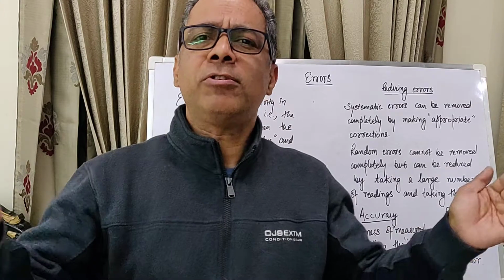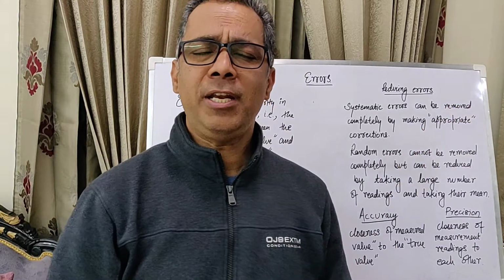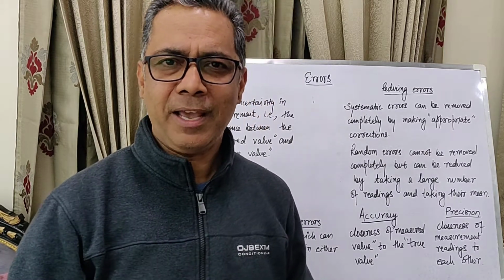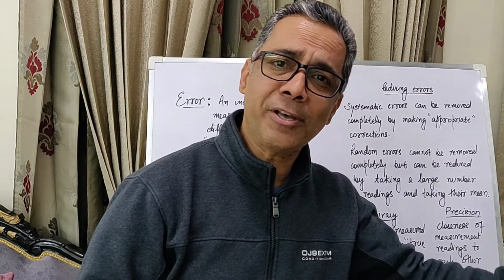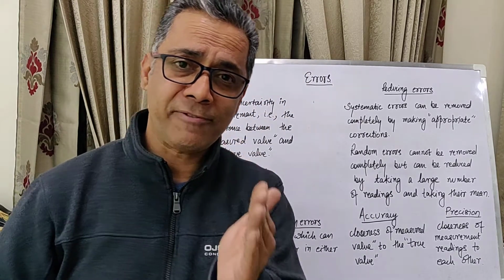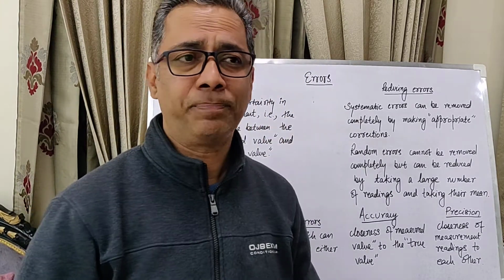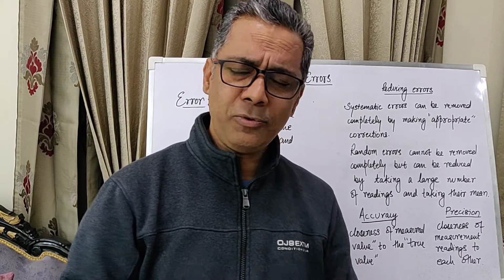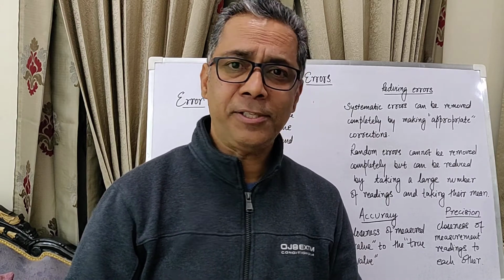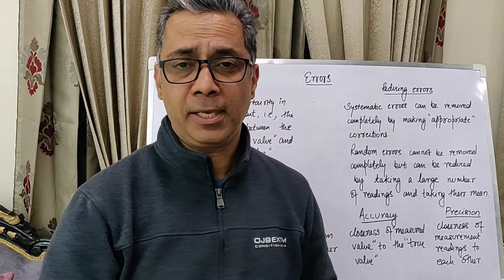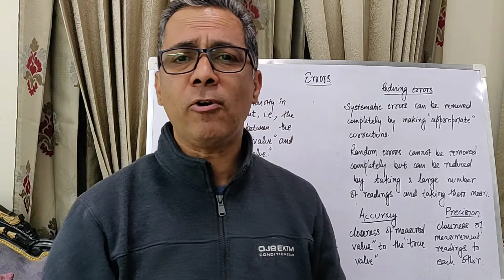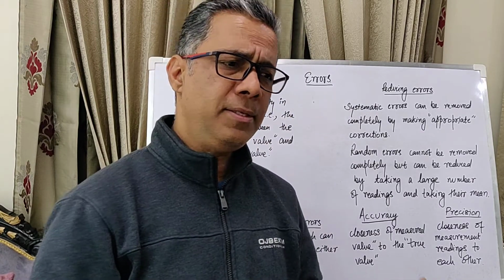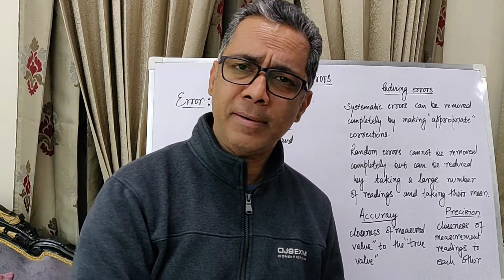So if you're taking lots of readings and all those readings are overestimates, then you have a systematic error taking place. If all the readings are underestimates, you have an error that's systematic in nature. And as the name suggests, systematic error, this seems to indicate as if there is a system flaw, and that's exactly what it is. And once you remove this system flaw, the systematic error can be removed completely.